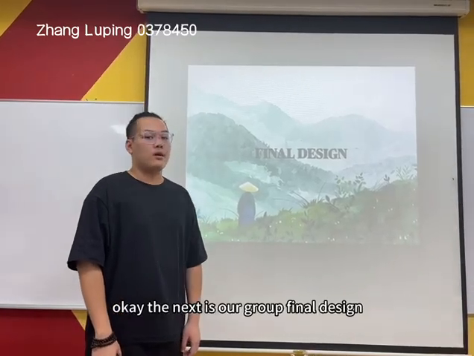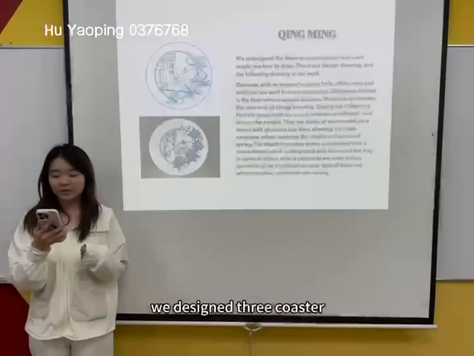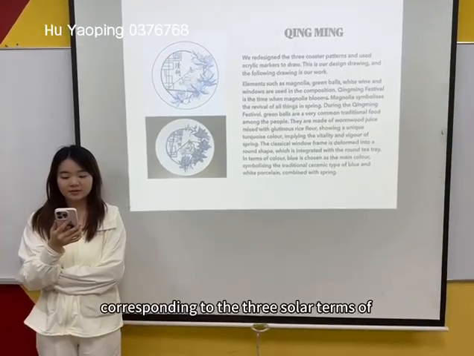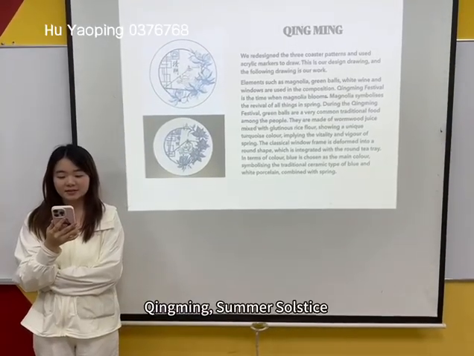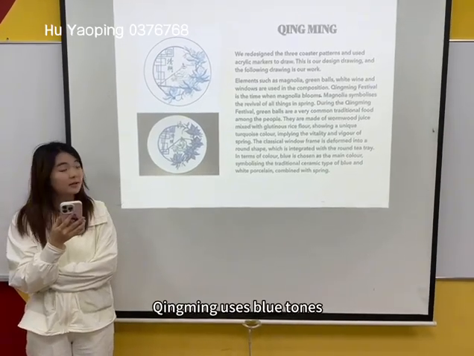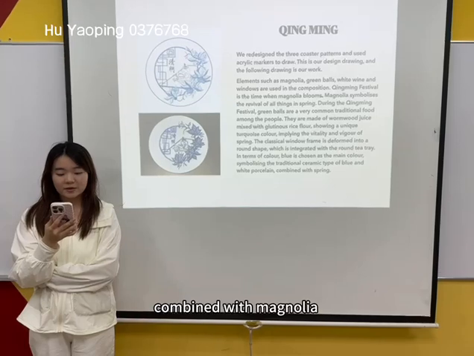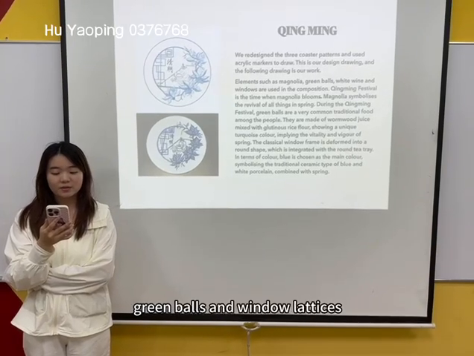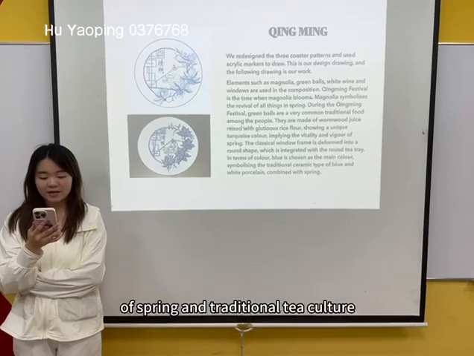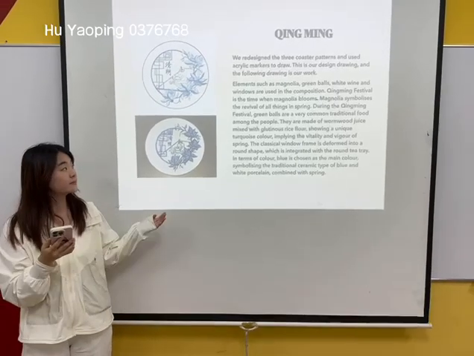Okay, the next is our group's final design. We designed three custom patterns corresponding to the three solar terms of Qingming, summer solstice, and autumn equinox. Qingming uses blue tones combined with magnolia, rainbows, and window lattice to show the vitality of spring and traditional tea culture.